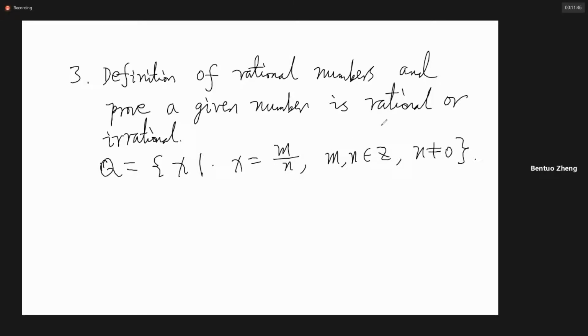Okay, let's look at an example of this type 3 problem, for example. So we want to prove square root of 7 is irrational.